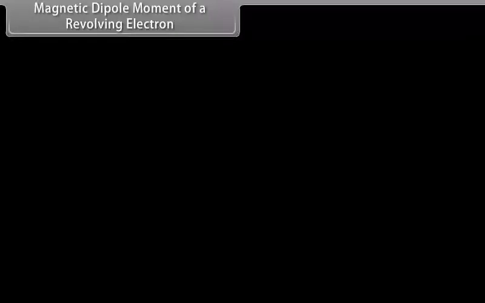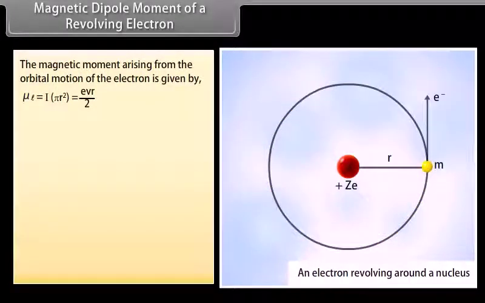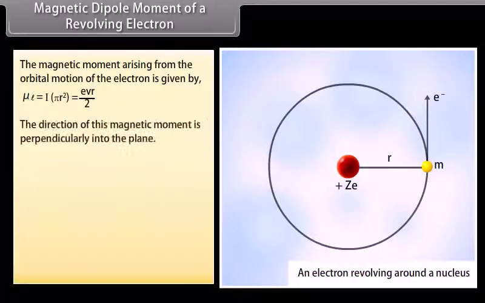Magnetic dipole moment of a revolving electron. The magnetic moment arising from the orbital motion of the electron is given by e v r by 2. The direction of this magnetic moment is perpendicularly into the plane.